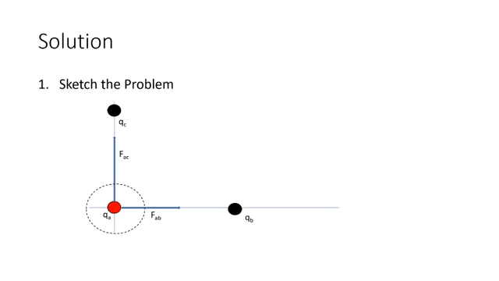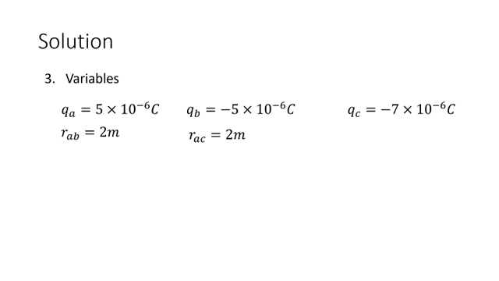There are going to be two forces: a force on A from B and a force on A from C. The AB force, because it's an attractive force between opposite charges, is going to point to the right, and AC is going to point up because it's also attractive. Then I look at my variables and convert them to standard SI. Micro is 10 to the minus 6, so we have 5 times 10 to the minus 6, negative 5 times 10 to the minus 6, and negative 7 times 10 to the minus 6. The distances are just 2 meters, so there are no changes there.